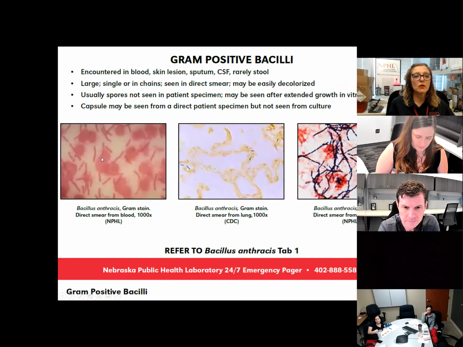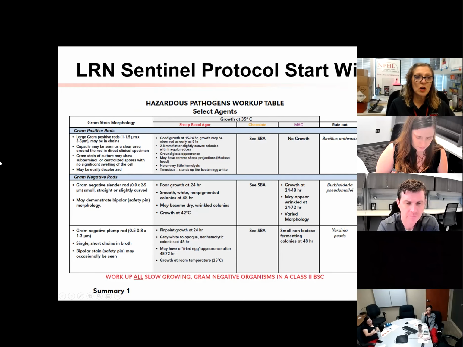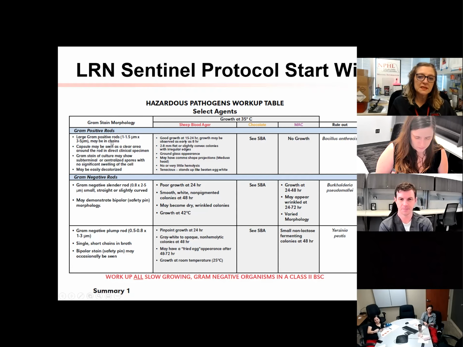So for instance, if you have a gram-positive rod and you look on the summary page, there's a couple of things here. We want you to be aware, does it fit a large gram-positive rod? We call it box car shape. Maybe in chains. Bacillus anthracis, chains quite frequently. If you see a capsule, at least in the direct specimen. So if you're taking a gram stain from a plate, obviously it's going to lose its capsule.